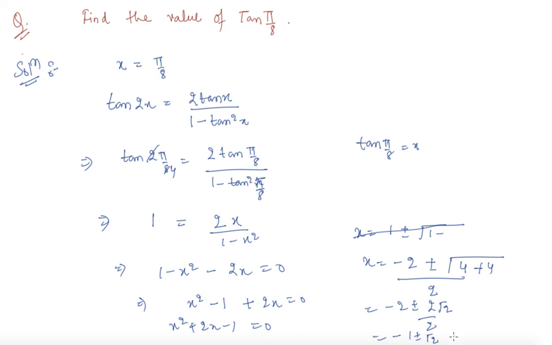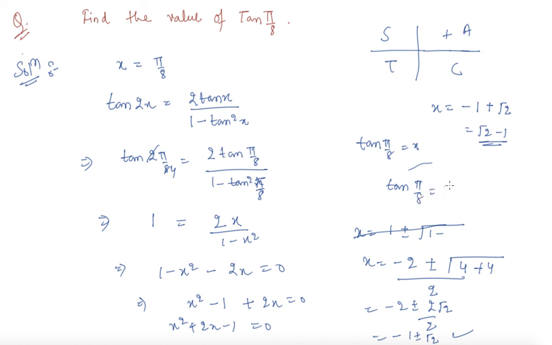But as you know, pi by 8 lies in the first quadrant and here all are positive, so our answer should be positive. So the value of x will be minus 1 plus root 2, or you can say root 2 minus 1, because the value of root 2 is 1.414, minus 1 will be 0.414. So we are getting tan pi by 8 as root 2 minus 1.